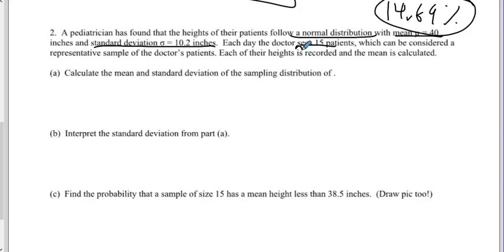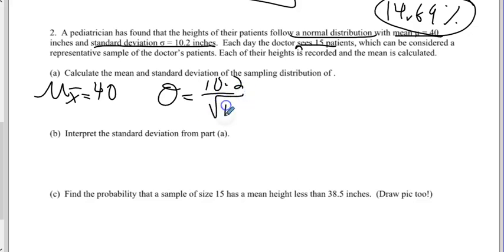What can be considered a representative sample? Each of their heights is recorded and the mean is calculated. Boom. Calculate the mean, we do our funky mu. X bar equals the mean of the sample, which is the same as the mean of the population, so that's 40. The standard deviation of the sample is the standard deviation of the population, 10.2, divided by the square root of the number, which is 15 patients. Type it in our handy dandy calculator, and we get 2.63. That's it.